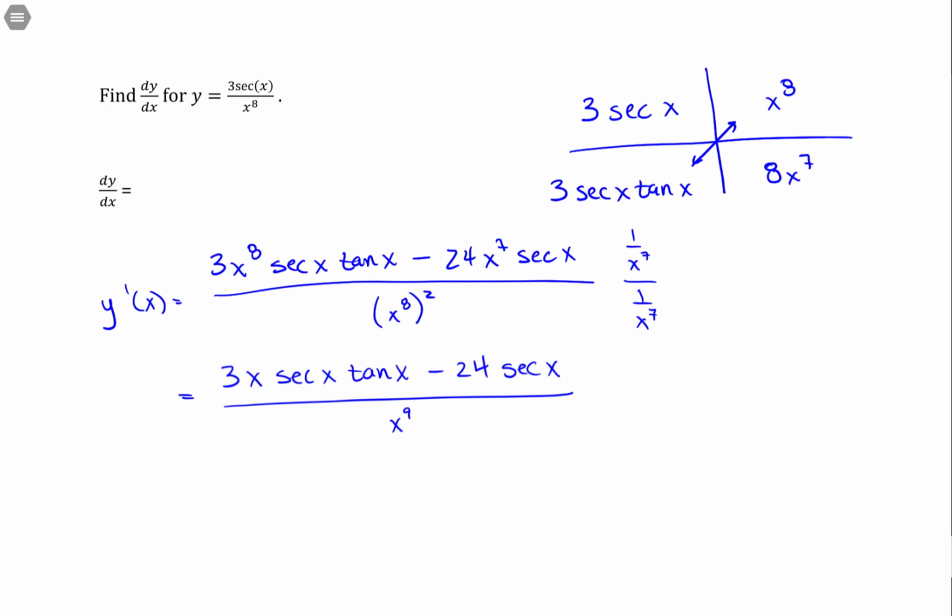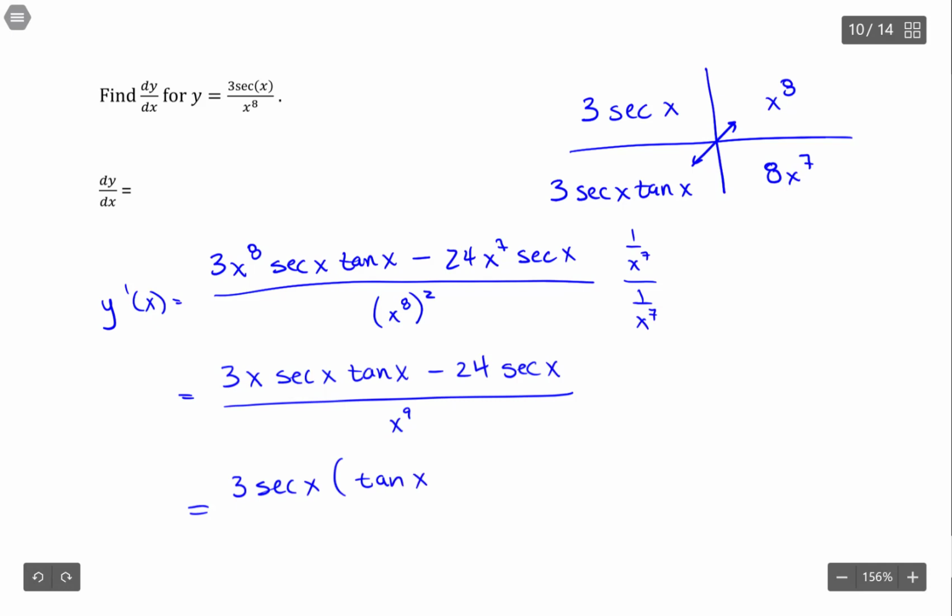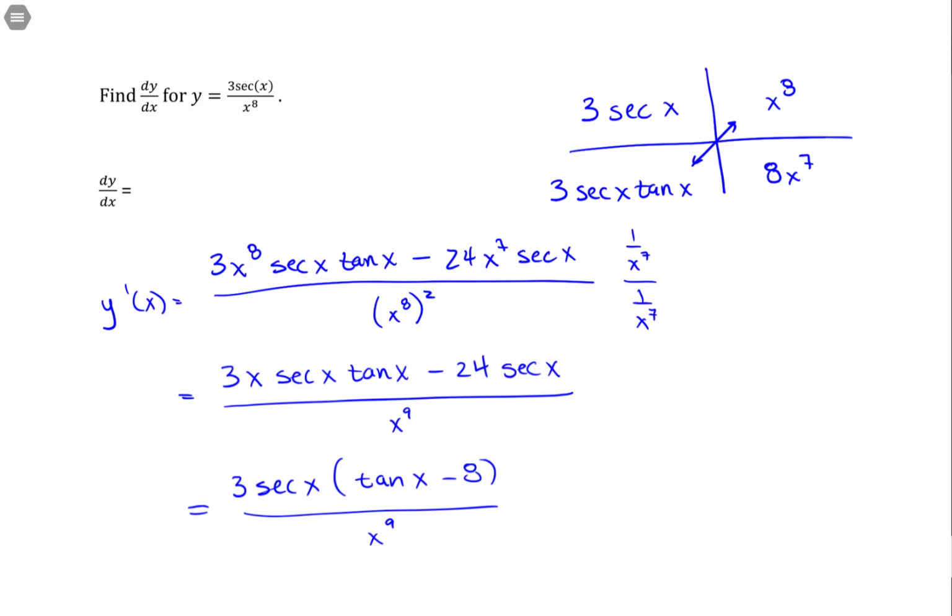If you wanted to continue, which you absolutely don't have to, you could pull the common factor of 3 secant x out of the numerator, and that would leave you tangent x minus 8 over x to the 9th. And honestly, the only reason you might do that is if you were to use the derivative in another step of the process, or if you happen to be just wanting something a little easier to type into your answer box.